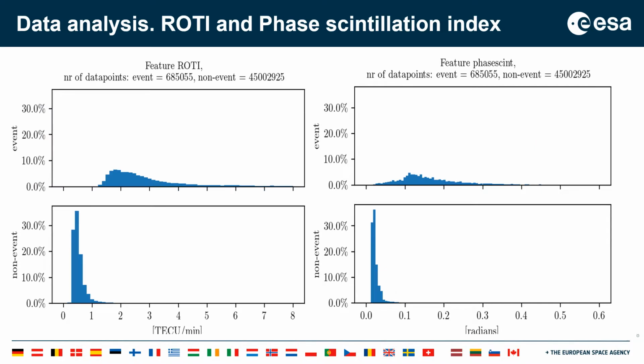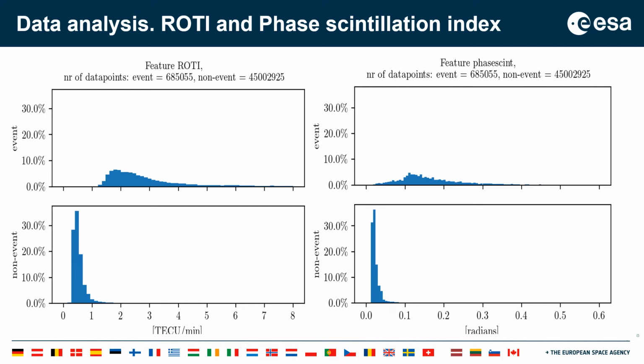Here we have two very interesting features. The one on the right is the phase scintillations themselves. This is what we have labeled the data on, and we can see that the labeling algorithm has taken these top values here and labeled them as high phase scintillation values, and these are the non-events. You can see that the non-events stay at very low values, while the phase scintillations are very scattered.